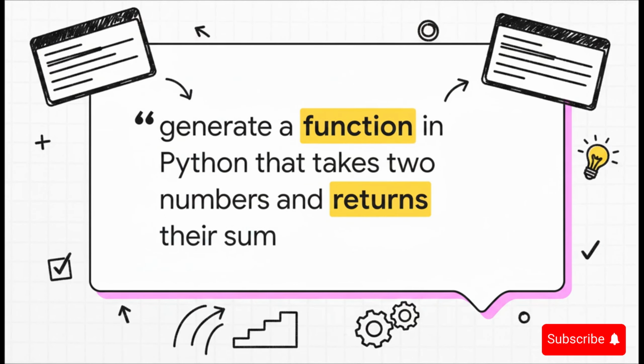Stepping up a level to basic functionality, look at this prompt: Generate a function in Python that takes 2 numbers as input and returns their sum. Notice the specificity here. We name the language, we define the inputs, and we define the output. Because of this exact specificity, the AI successfully returns a clean Python function that is explicitly named add numbers. The clarity of the objective led directly to a perfect result.